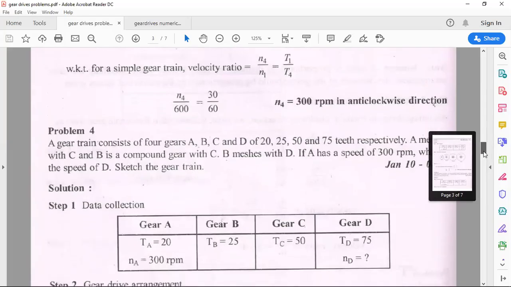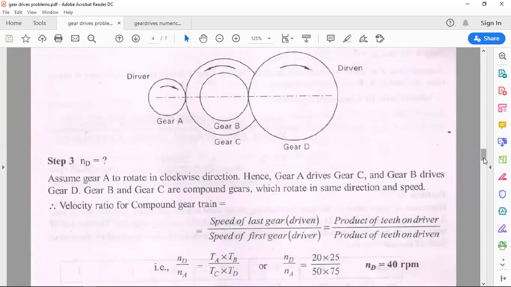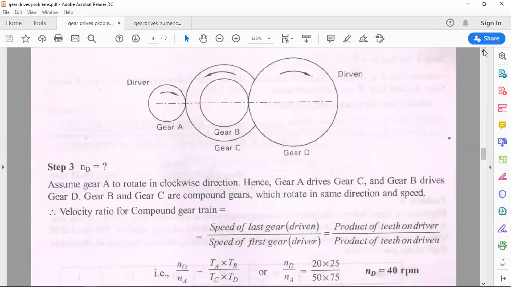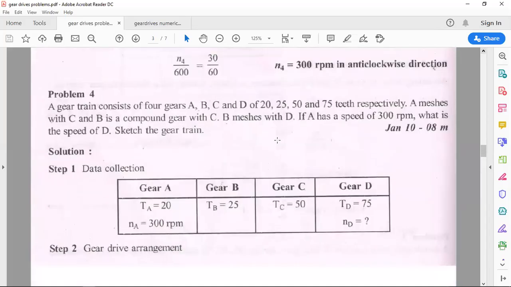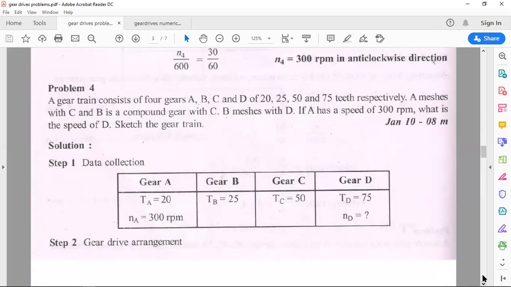Now, based on the given data, we can do the data collection like this. Gear A, TA is 20 and NA is 300. Gear B, number of teeth is 25. Gear C, number of teeth is 50. And gear D, number of teeth is 75. The speed of the driven, that is the last gear D, we don't know, so we need to calculate it using the velocity ratio. And one more thing, he has asked to sketch the gear train. So we will draw the gear train.